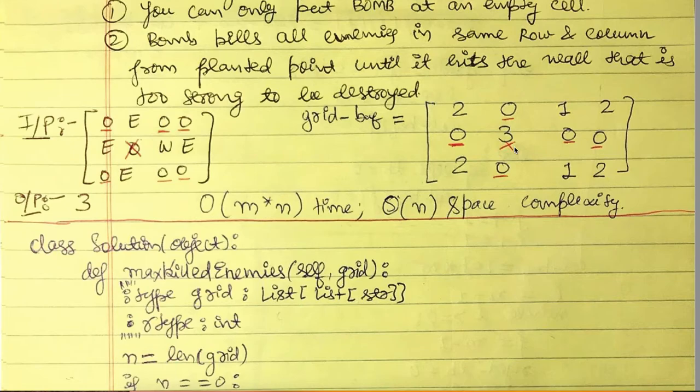I'm just going to discuss not a brute force solution, just an optimized solution with O(mn) time, where m and n are the dimensions of the grid buffer, and O(n) space complexity. So this is what we have.